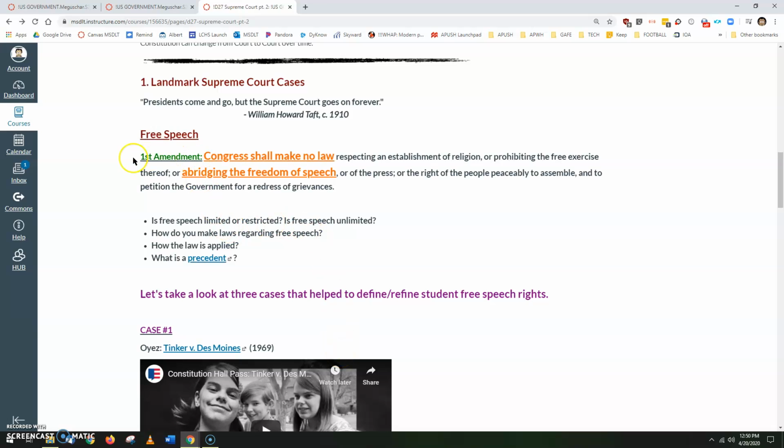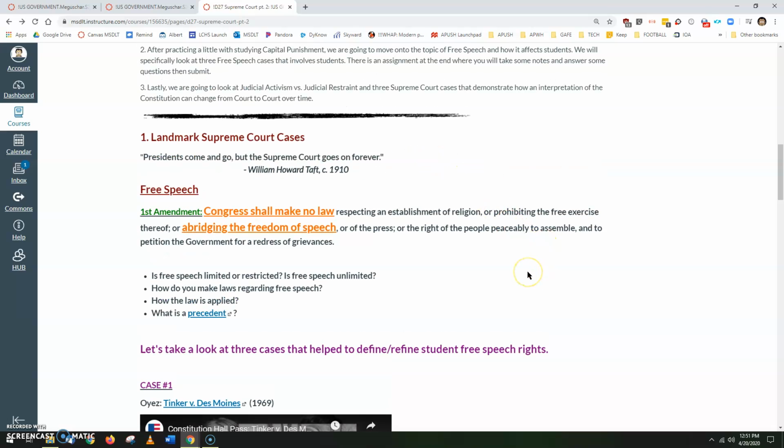So when we look at the First Amendment, for example, it says, Congress shall make no law respecting an establishment of religion, prohibiting the free exercise thereof, or abridging the freedom of speech, or the press, or the right of the people to peaceably assemble, and to petition the government for a redress of grievances. So in this case, the First Amendment actually has 5 parts to it. So you have freedom of religion, you have freedom of speech, of press, the right to assemble, the right to petition the government. Those are your 5.